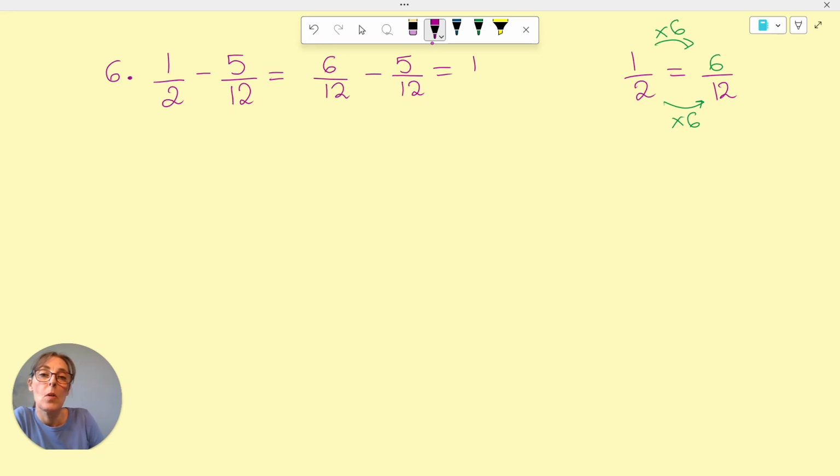6 take away 5 is 1. We've got 1/12 left. Okay, I think I've got 2 more. That's different enough.